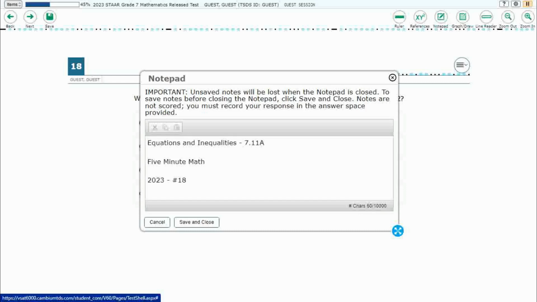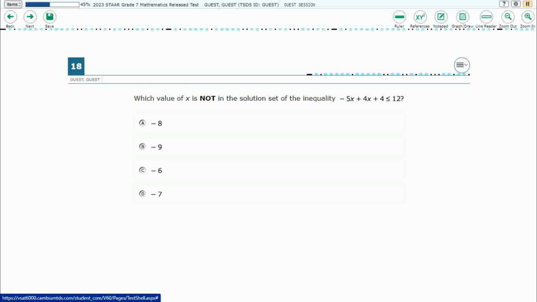Today we are looking at the 7th grade concept of equations and inequalities. This is standard 7.11a in the great state of Texas, and we are using item number 18 of the 2023 released STAAR test. If you haven't done so already, please take a moment to pause the video, work this problem out on your own, unpause it, and we will look at our answers together.